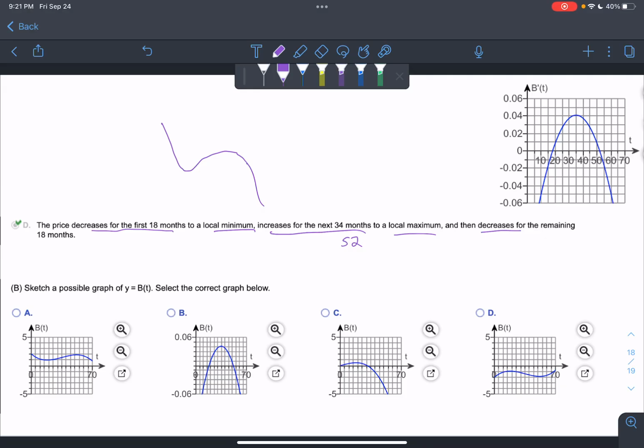Looking at our functions, really only A is it, right? We can throw out B and C because I don't have that kind of cubic form. And then between A and D, notice that, and I have no clue where 18 is. The scale is horrible, but maybe 18's around here. Notice that D is increasing while we want it to be decreasing. So that's why A is our answer.